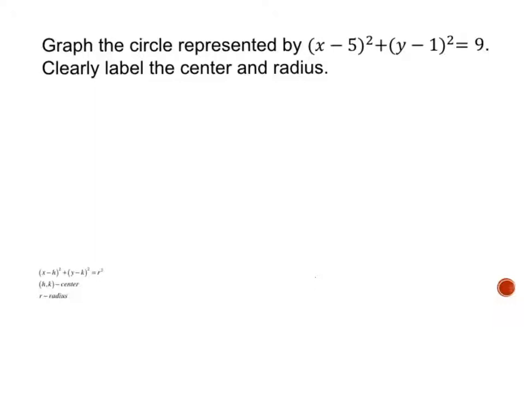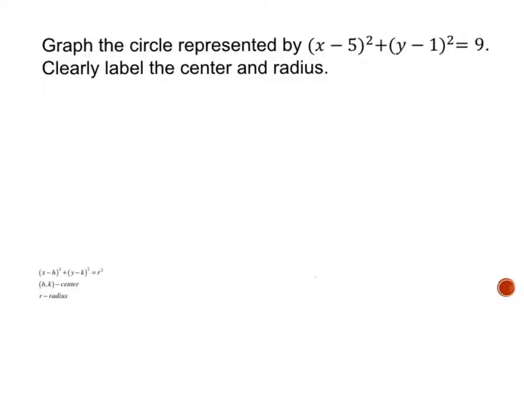Now let's look at an example related to the standard form of the equation of a circle. The question asks, graph the circle represented by (x minus 5) squared plus (y minus 1) squared is equal to 9, and then clearly label the center and the radius. Now, if you have an idea how to do this, why don't you hit pause and give it a try, and then hit play to see how we do it.